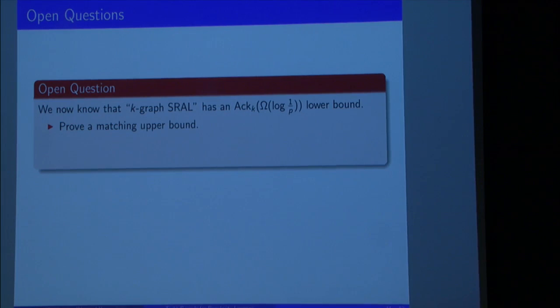Okay, so that's it. Let me just mention two open questions. Going back to this SRAL, the relaxed version of the graph regularity lemma that I mentioned, where you are allowed to modify edges, you can think of a natural way to extend it to k-uniform hypergraphs, a k-graph SRAL. We know that it has a lower bound. Even for this definition, we have an Ackermann lower bound. Can you prove a matching upper bound? Can you first formally define what a k-graph SRAL is, and then prove an upper bound which matches our lower bound?